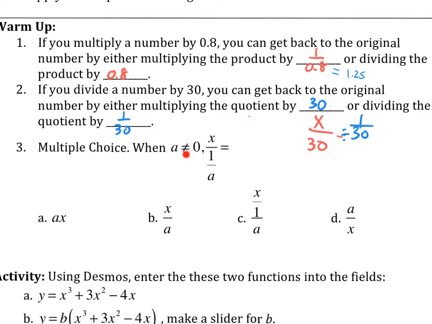Multiple choice. When a is not 0, this is what's called a complex fraction, a fraction within a fraction, and you can go fraction within a fraction within a fraction. There are some very beautiful ones that end up simplifying quite beautifully. But let's take a gander here. How do we simplify this?